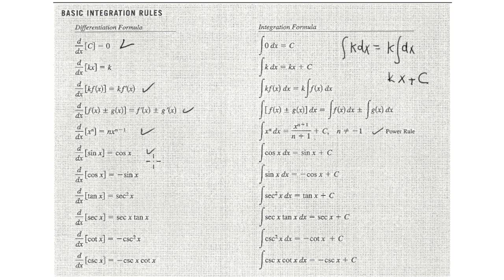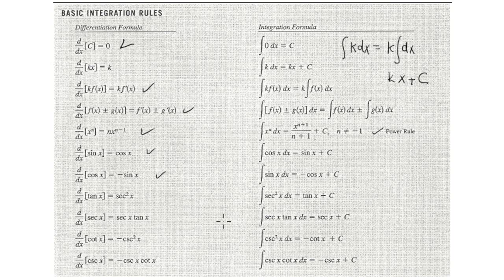Derivative of sine is cosine. Antiderivative of cosine is sine, positive. Derivative of cosine is minus sine. Antiderivative of sine is minus cosine. Derivative of tangent is secant squared. Antiderivative of secant squared is tangent. Plus c, always plus c.